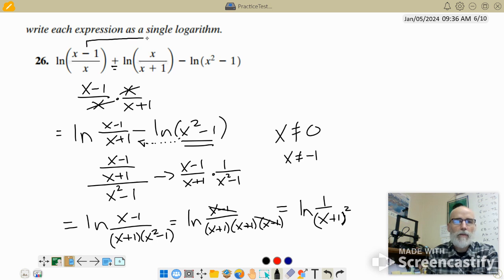Like that needs to be a positive, that needs to be a positive, that all needs to be a positive, right? So if they ask us for the domain, we'd have to do some more consideration on what would make all of these guys positive, right?